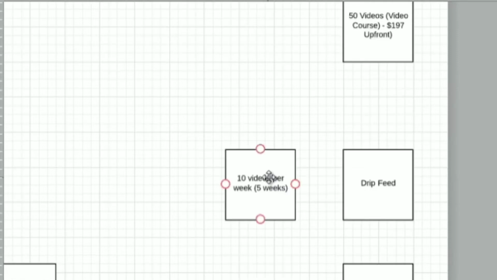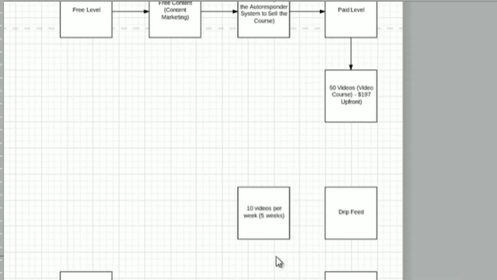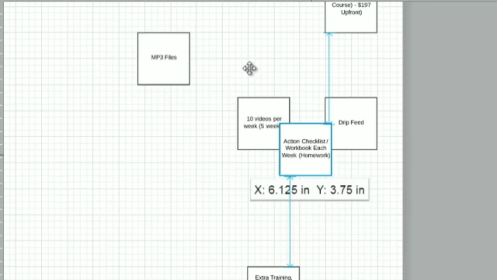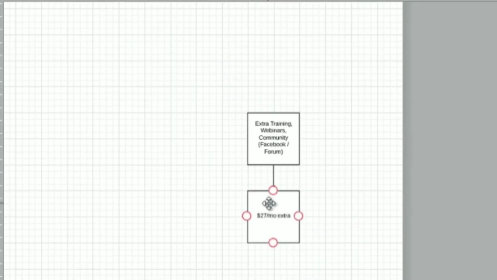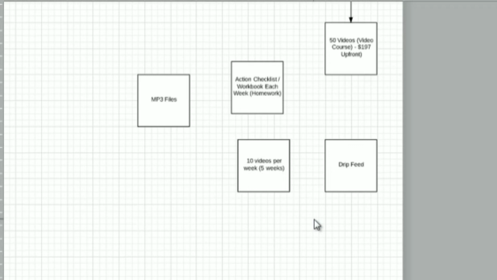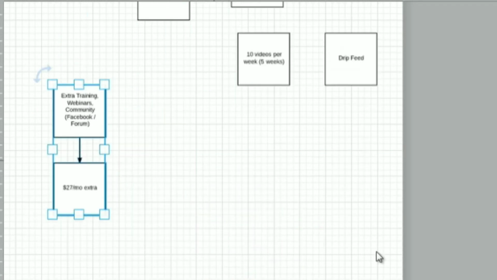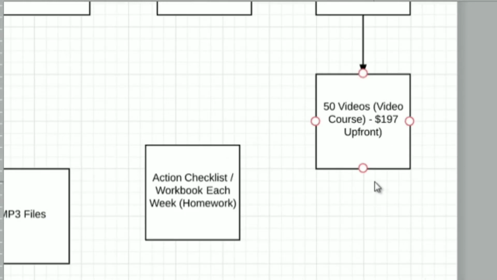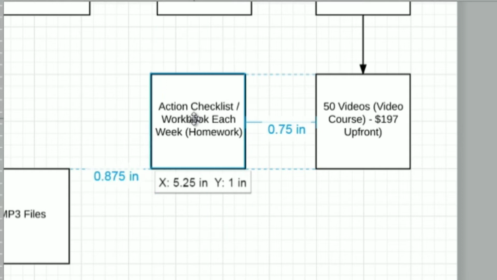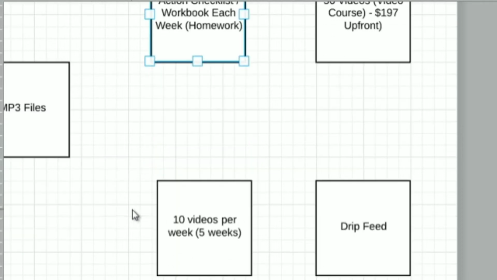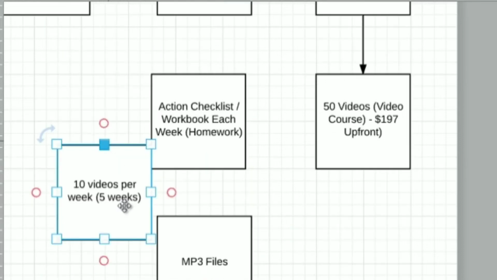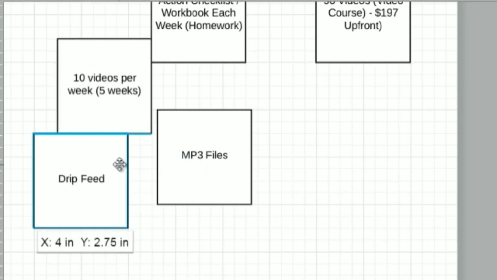And then, of course, what they're going to get is they're going to get the MP3 files, they're going to get the action checklist, and this is the recurring fee here. So I'm going to move this here. So let me zoom in a bit so you can see it better. But the way we're going to deliver it is via the action checklist, the MP3 files, and they're going to get it drip fed.